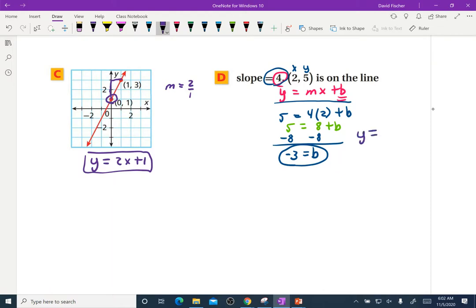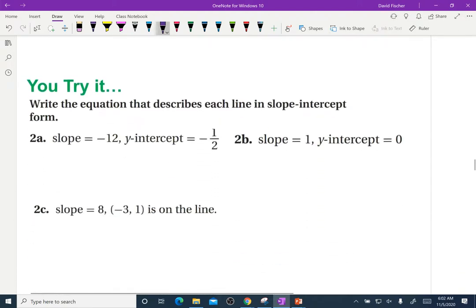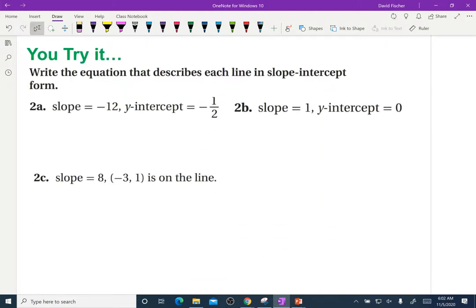Y equals 4x, which they gave me the slope. And then I solve for my b, and it's -3. Now if I graph that, that line will definitely go through 0.25. Okay. All right. So now you have 3 to try. So pause your video and give it a shot, and let's see how we did.